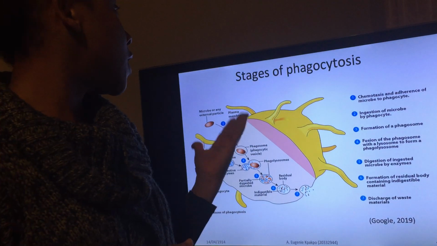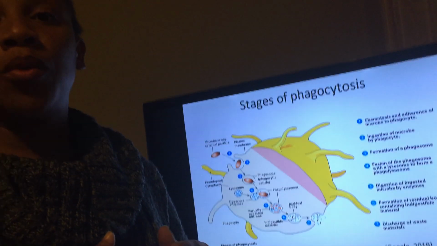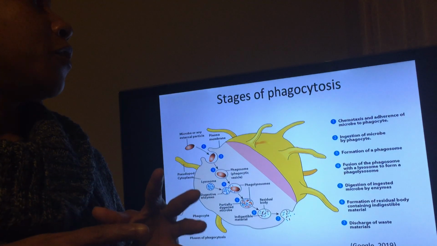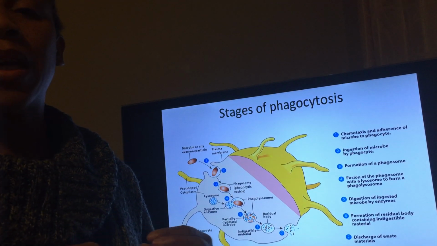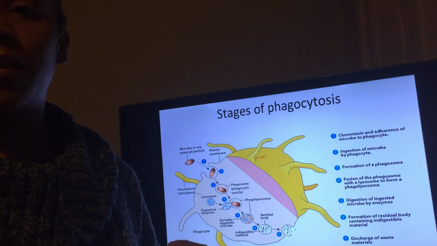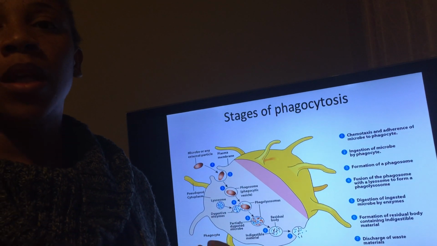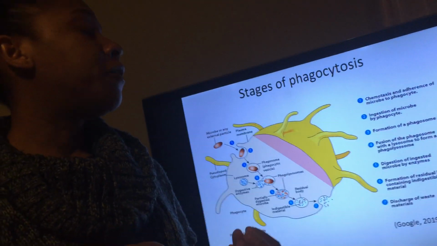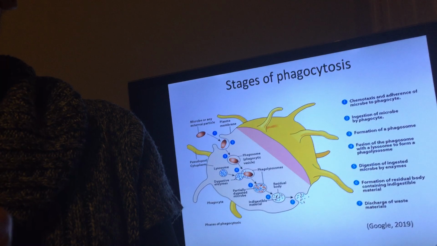Here we have the stages of phagocytosis. The macrophage engulfs the dead cell or microbe into a vesicle called the phagosome, which will then fuse with another vesicle containing digestive enzymes called a lysosome to form a phagolysosome in order to disintegrate the contents of the phagosome. And then they will get rid of the debris.